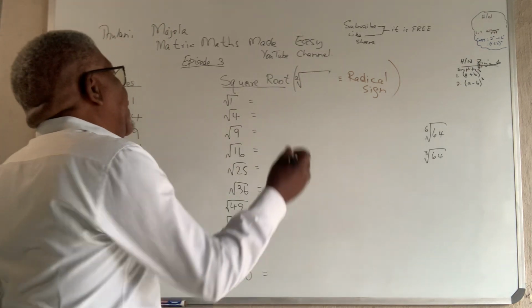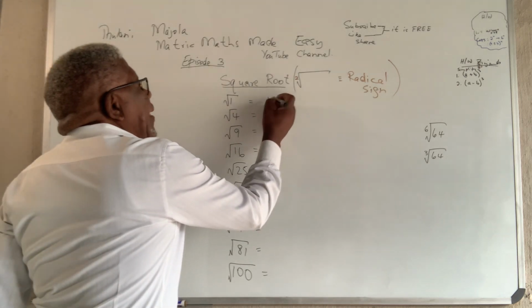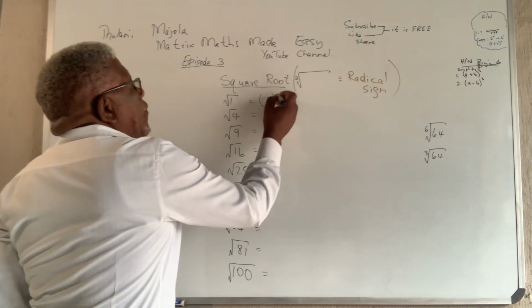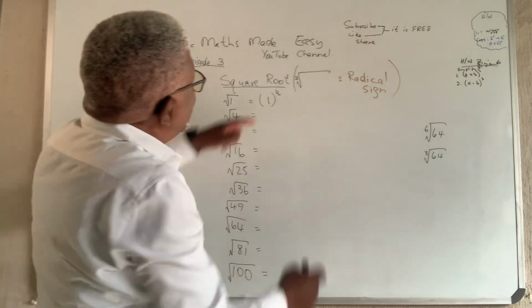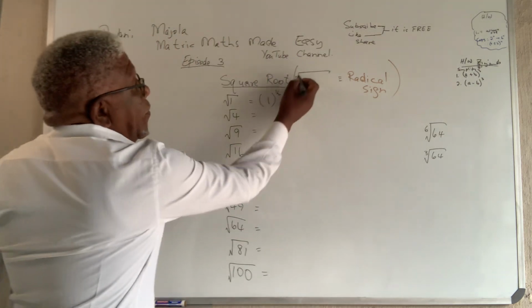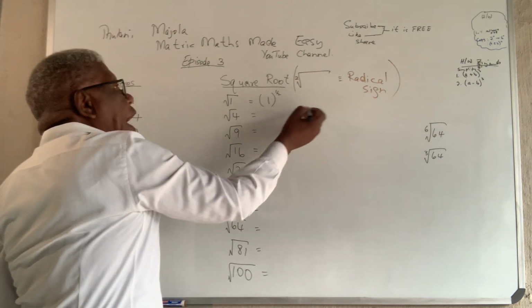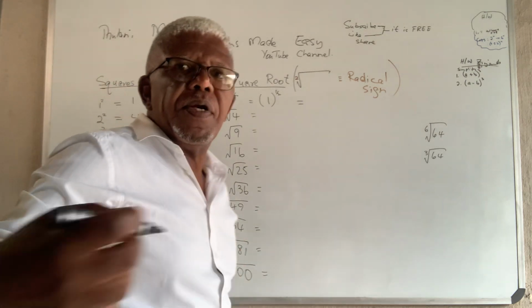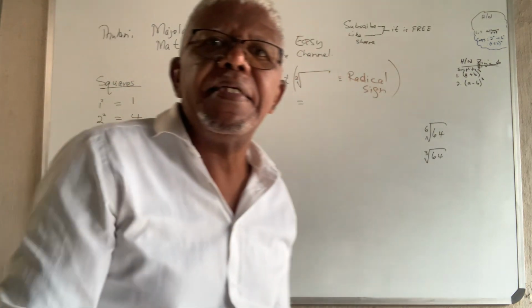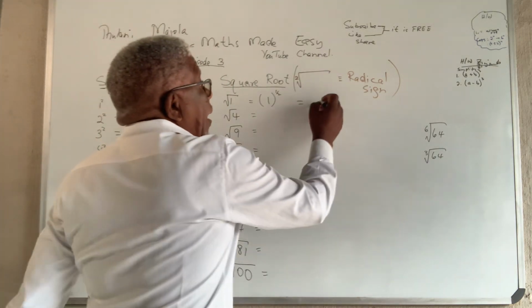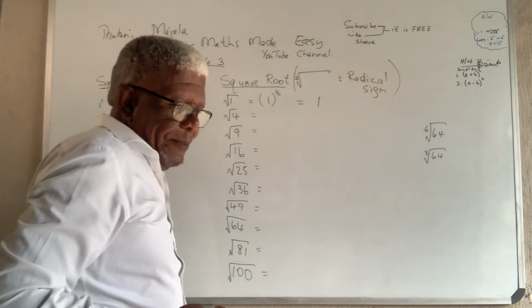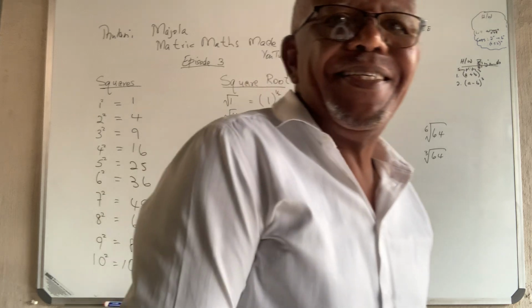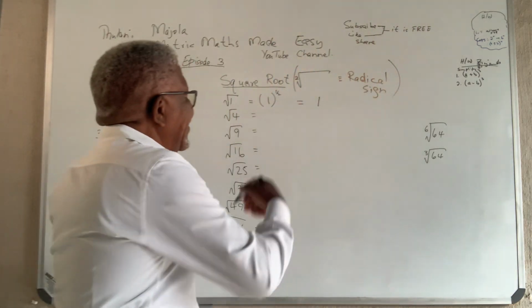So square root of 1, this 2, which is here, which you don't see, we say 1 to the half. And everyone knows that 1 raised to any number stays 1. It doesn't matter what number that is. 1 doesn't change because 1 is the identity of multiplication. So it stays like that.